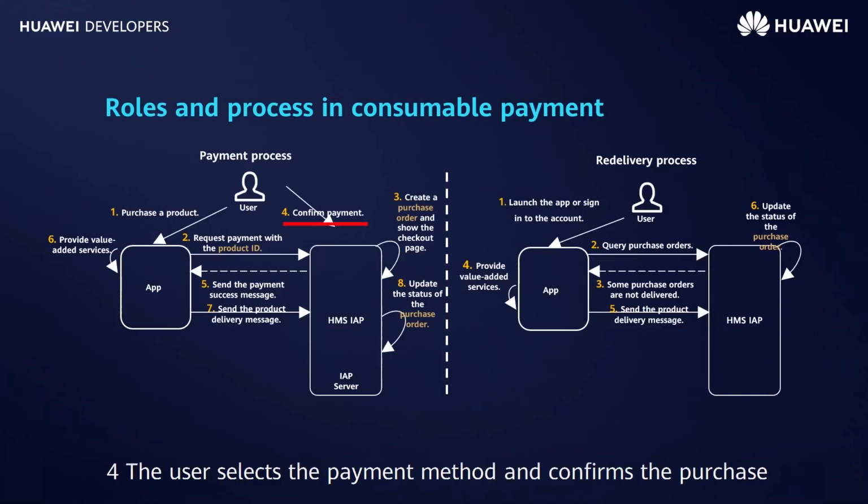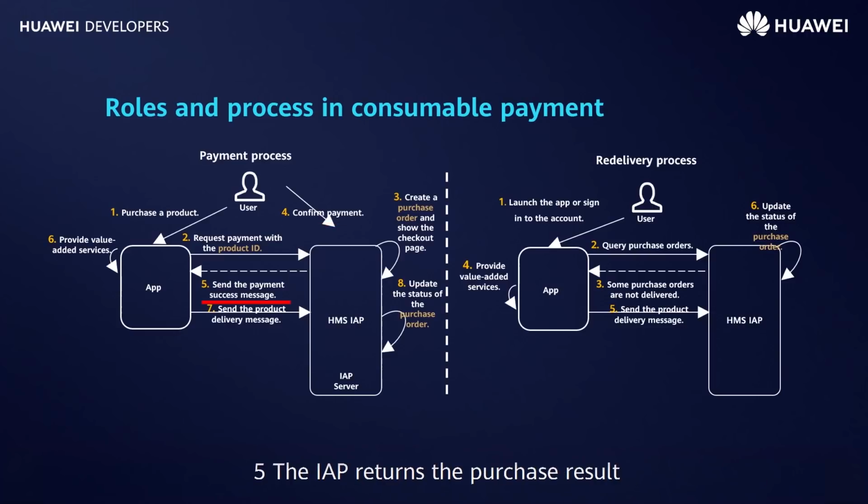4. The user selects the payment method and confirms the purchase. 5. The IAP server returns the purchase result. 6. The app judges the purchase result and delivers the product to the user if the purchase succeeds. 7. The app initiates the order status update. 8. The IAP server responds to the update operation of the app and updates the order status as delivered.